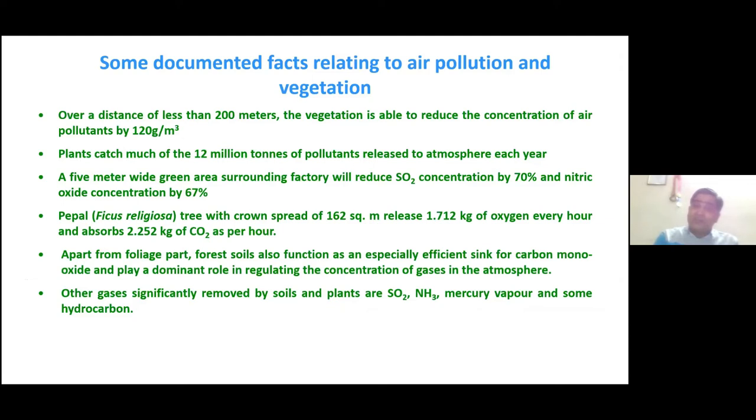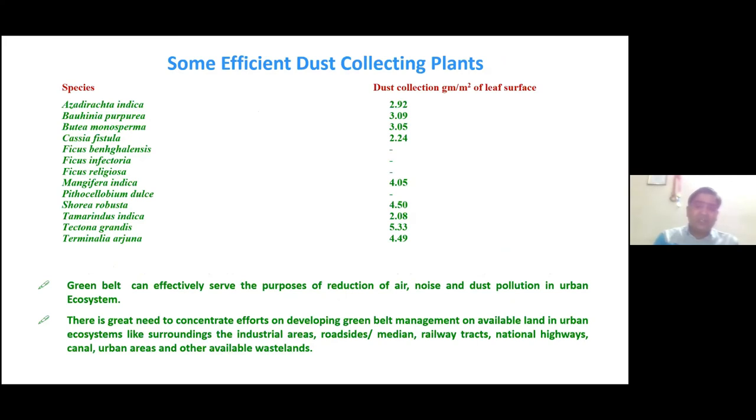Some documented facts relating to air pollution and vegetation: over a distance of less than 200 meters, the vegetation is able to reduce the concentration of pollutants by 120 gram per meter cube. The peepal tree, Ficus religiosa in India, with a crown spread of 162 square meters, releases 1.712 kilograms of oxygen every hour and absorbs 2.252 kilograms of CO2 per hour.